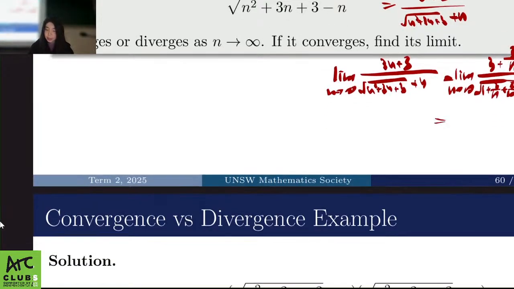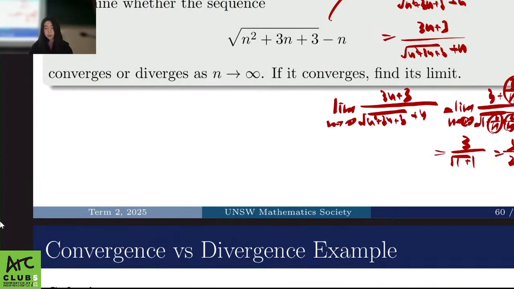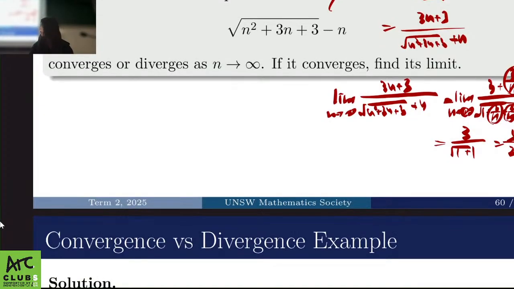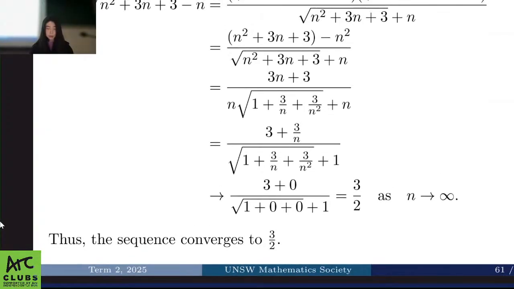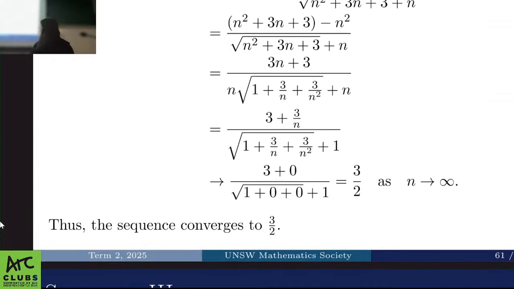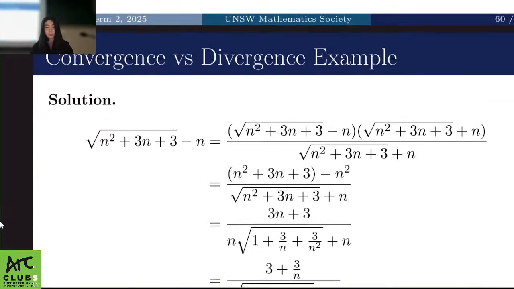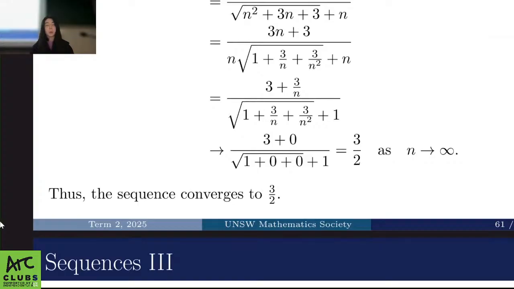Therefore, as n approaches infinity, all of these terms are going to equate to 0. So this is just going to be 3 over root 1 plus 1, which is equal to 3 over 2. So we know that the limit of this as n approaches infinity is going to be 3 over 2. And since it actually has a limit, it definitely is going to converge. So here's the answer. Typically these are really similar to limit questions, so if you want to find different examples or questions, you can just look at the 1141 textbook.